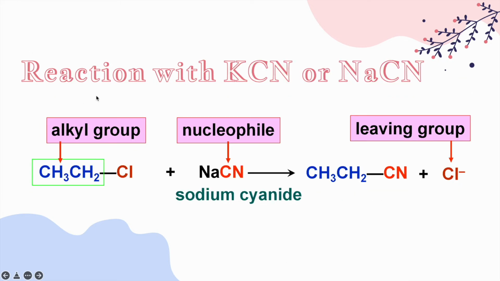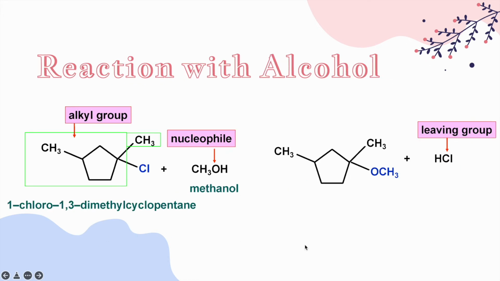And then reaction with KCN or NaCN. This is a strong nucleophile. CN minus, the cyanide ion, comes from KCN or NaCN, a strong nucleophile. The cyanide ion, CN minus, will replace the halogen atom in the haloalkane. It will replace the Cl over here, and the C will attach to the sp3 hybridized carbon of the haloalkane, with chloride ion as the leaving group.